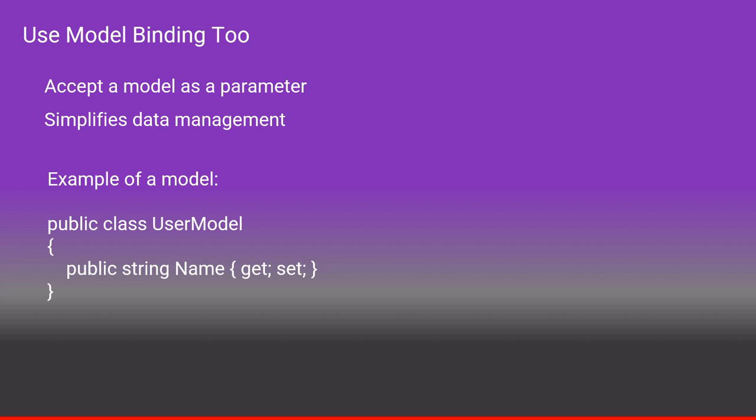By using model binding, you can directly bind form data to the user model properties. This means you can manage multiple fields without manually extracting each one, which reduces boilerplate code.